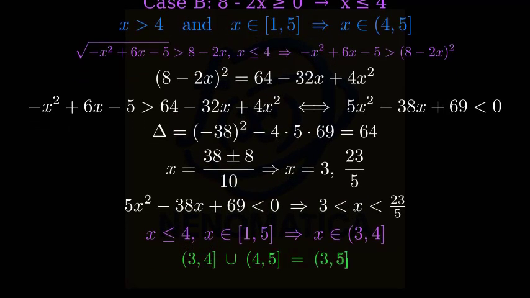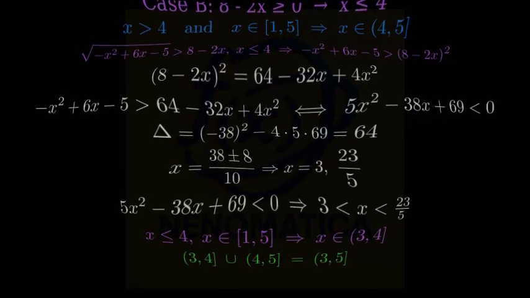Finally, take the union of the two cases. Open 3 to closed 4, union open 4 to closed 5, equals open 3 to closed 5.